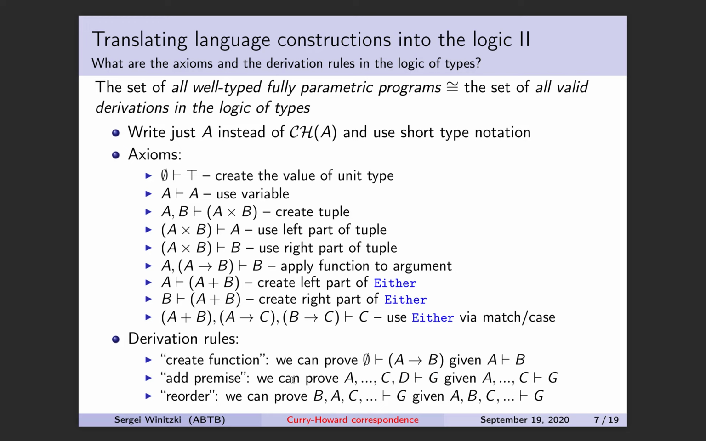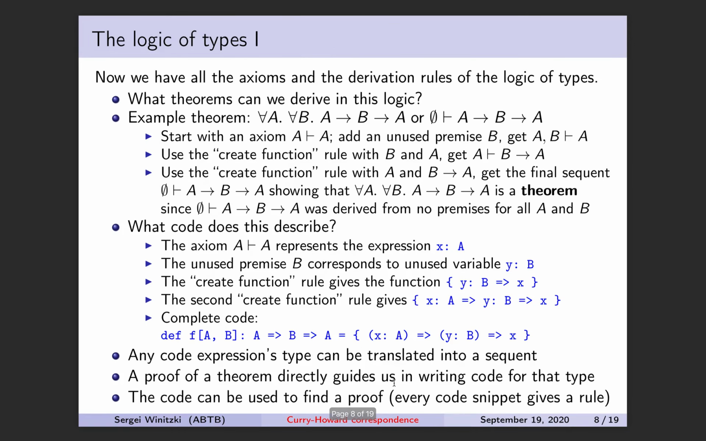That's a necessary rule. And also a necessary rule is to be able to reorder the arguments. So if we can compute G using ABC, then we can also compute it using BAC or BCA or some other order. So order of premises does not matter. So this is another necessary rule. And these are all the rules then. So then the question is, what is the set of theorems that can be derived in this logic?